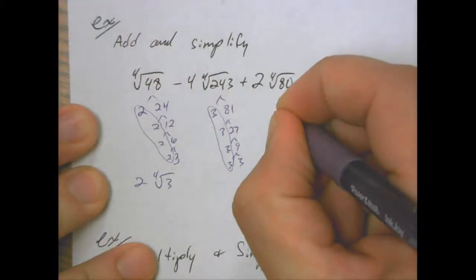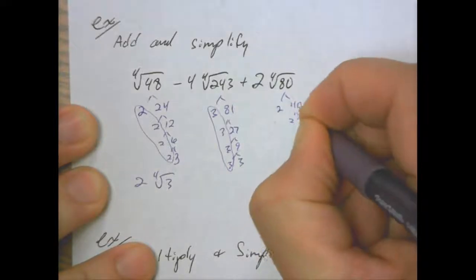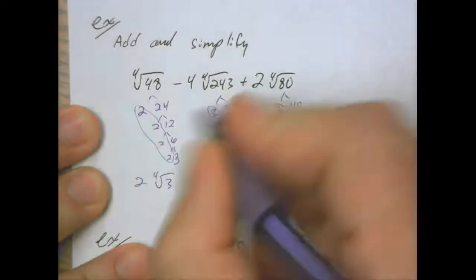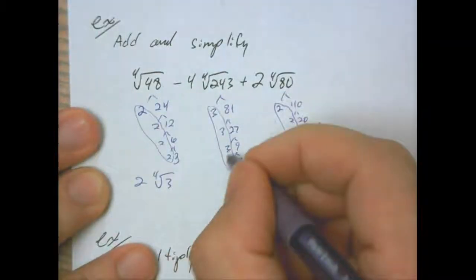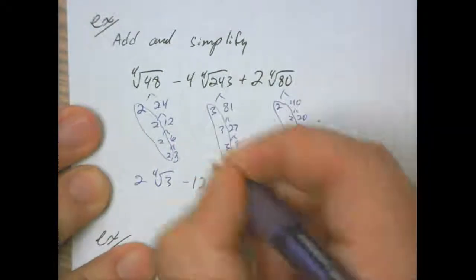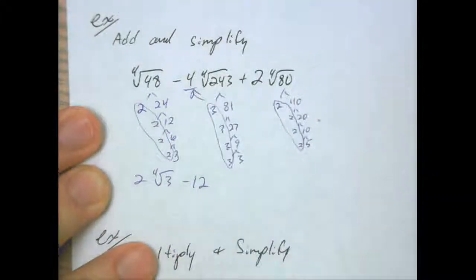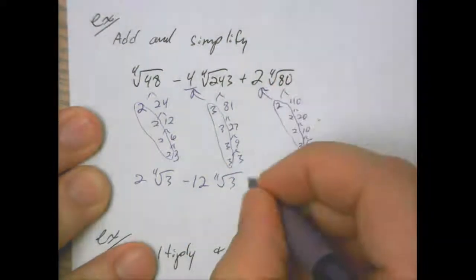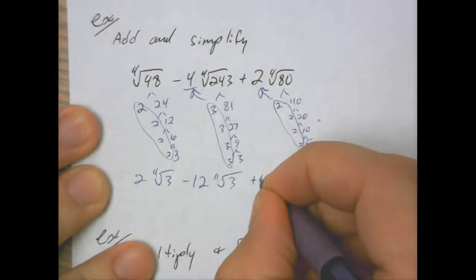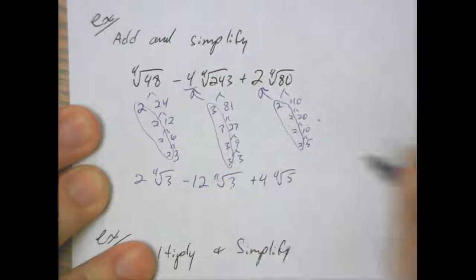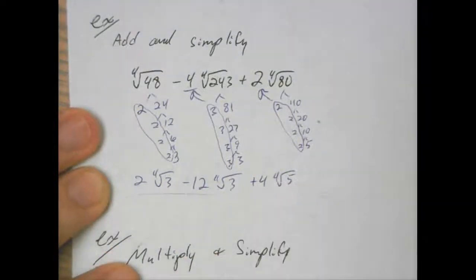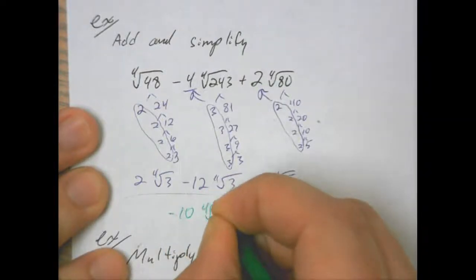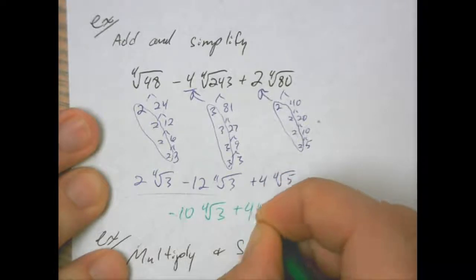So we have 2 and 40, 2 and 20, 2 and 10, 2 and 5. So I can pull out the 2. All right, so now I had 2 fourth root of 3. I have minus 12 because we already had a 4 in front, so I'll multiply by that. Fourth root of 3, and then I already have a 2 in front, so I'll multiply again, so plus 4 times the fourth root of 5. The only things I can combine are those two right there, so I'll combine those. So 2 and negative 12 is negative 10. Fourth root of 3 plus 4 times the fourth root of 5.